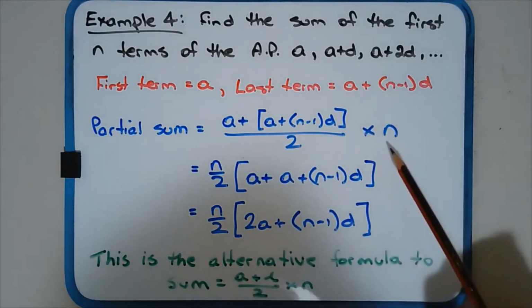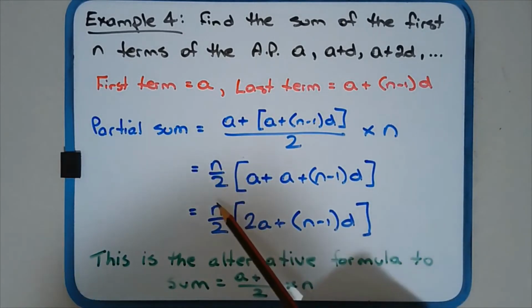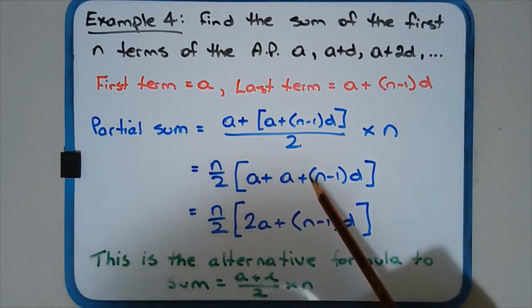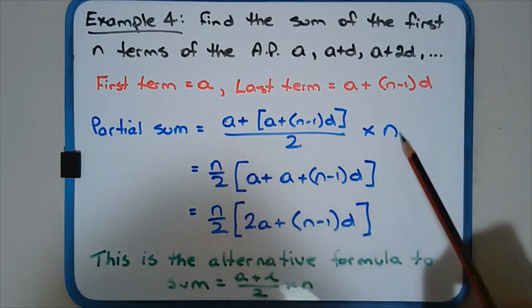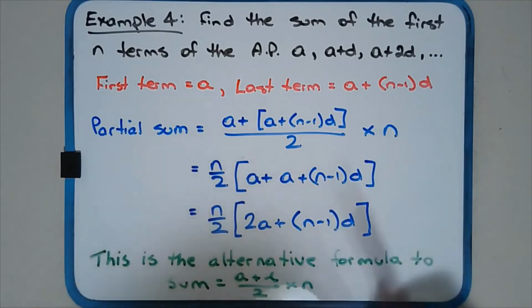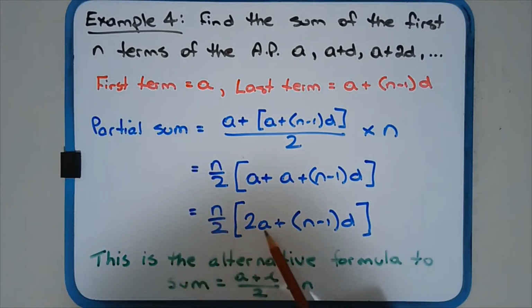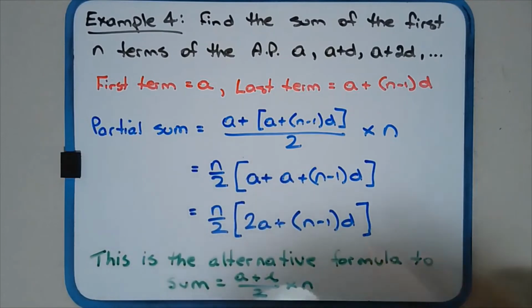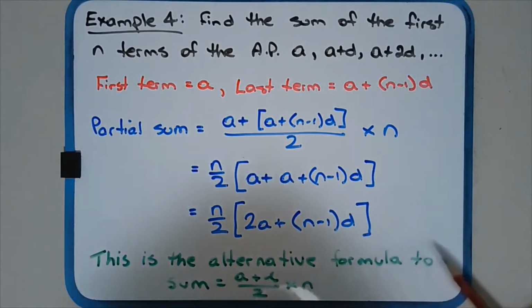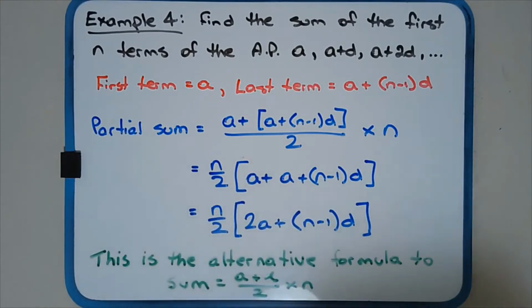Multiply that by n, and we get n over 2 outside of a plus (n minus 1)d. So that n over 2 just comes from this n and this 2 here. So I'll just put them out at the front. And combining the two a's together, we get the partial sum equals n over 2 outside of (2a plus (n minus 1)d) in brackets. And this is the alternative formula to the sum equals the average of the first and last terms multiplied by the number of terms in the sum.